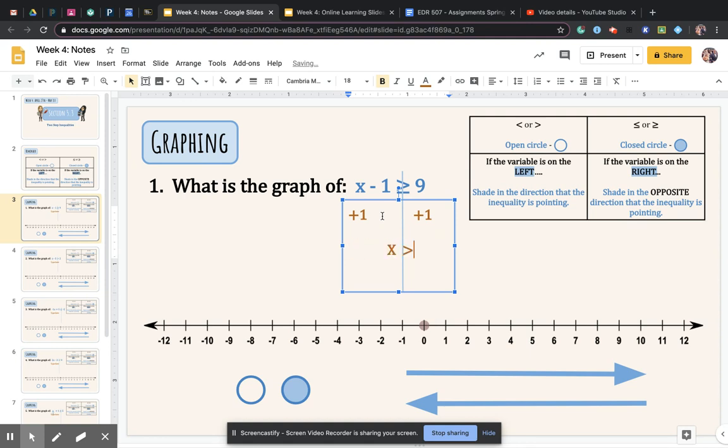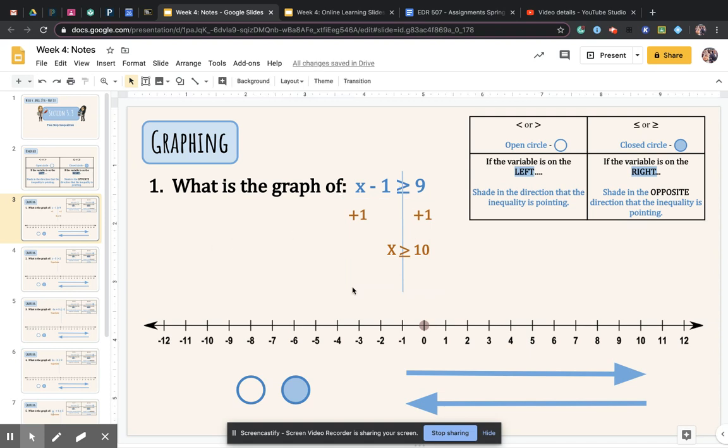If you remember, if you want to make your greater than symbol underlined, you can press Control U, or you can click this U button up top, which says underline. And then 9 plus 1 is 10. Also make sure you undo it so your 10 is not underlined.